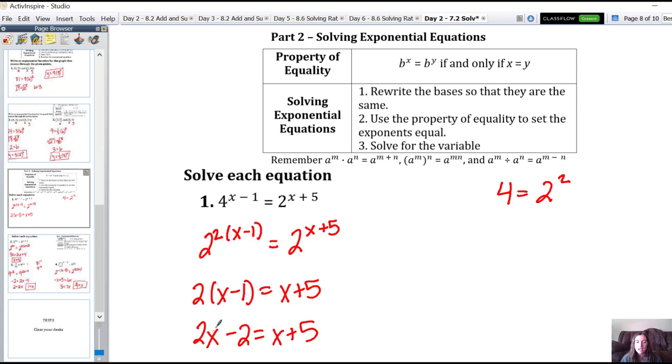Then I'm going to subtract x from both sides. So now on the left side we just have x. And I'm going to add 2 to both sides. So on the right side we have 7. There is our value of x here: x equals 7.